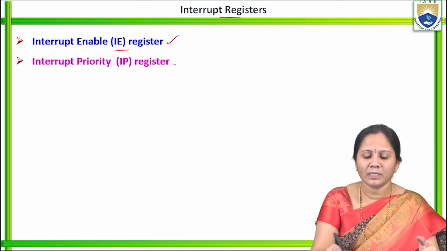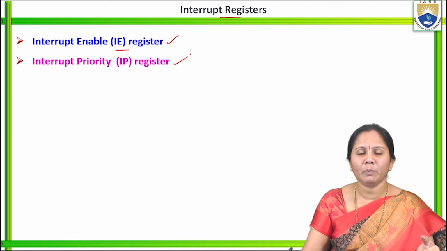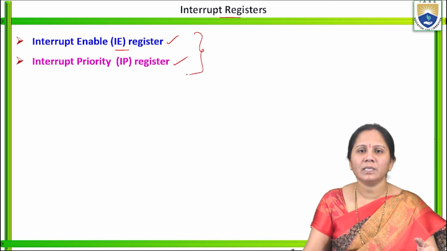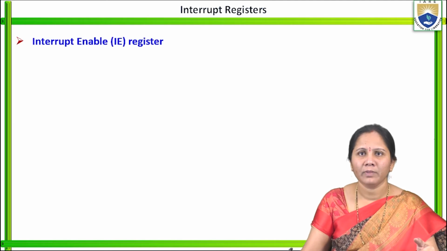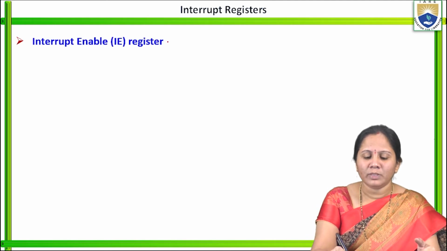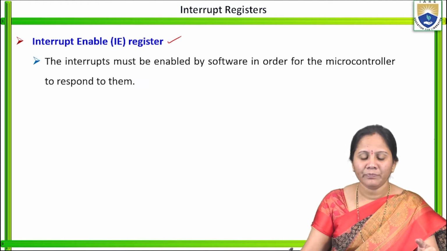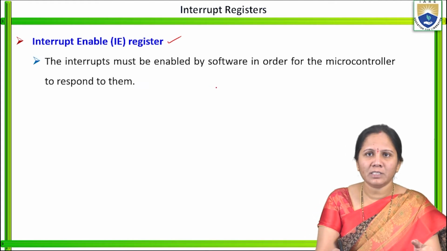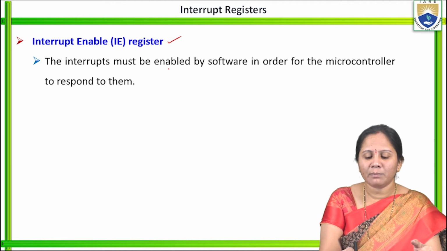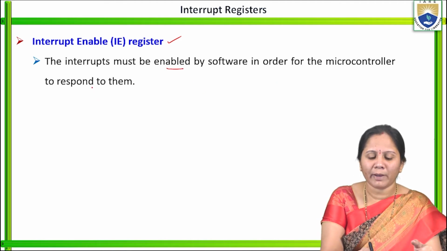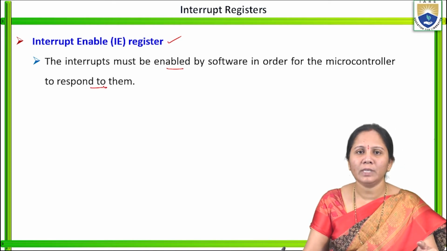And another one is here, the IP register, interrupt priority register. Now we will discuss these two registers in detail. First, coming to the interrupt enable register, it is an 8-bit register. So by using this 8-bit register, the interrupts can be enabled by software in order for the microcontroller to respond to the interrupt.